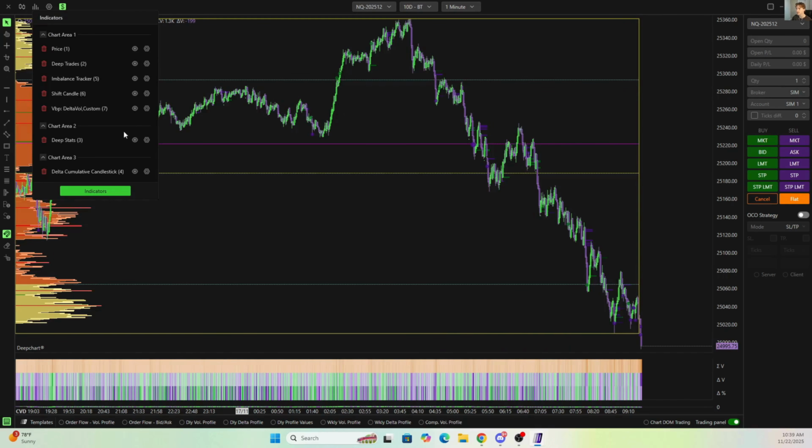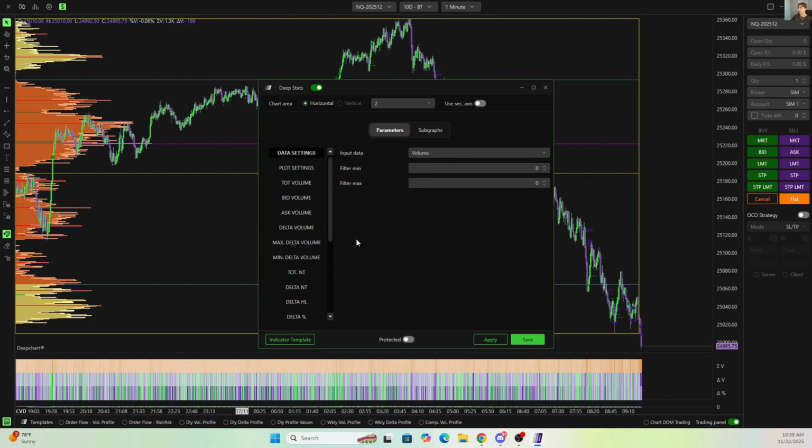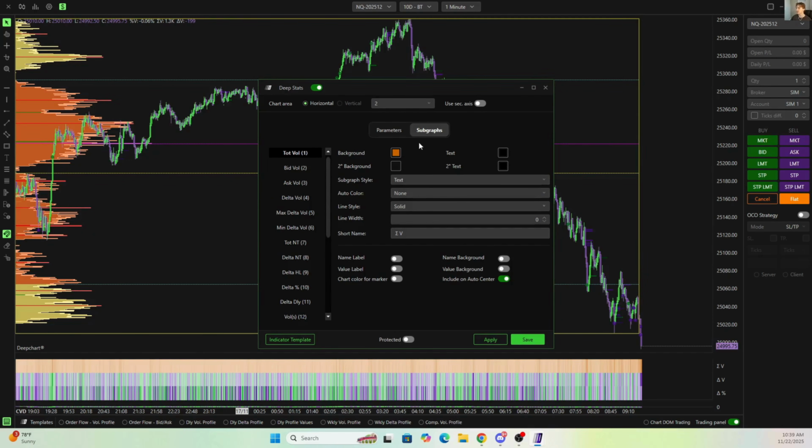Yeah, stock. Deep stats. Now, there is something changed on here. What you want to do is go to subgraphs, and you want to have it on text, and then you want to go to delta volume, and you want to have delta volume on text. Pretty sure total NT or delta NT has text on it. You want to put those on ignore.